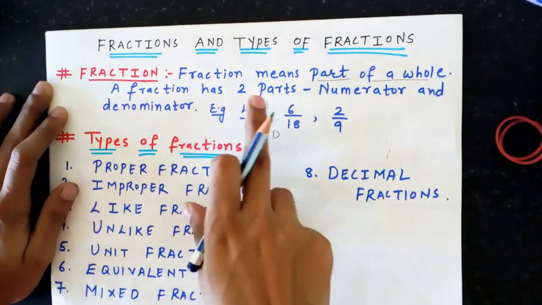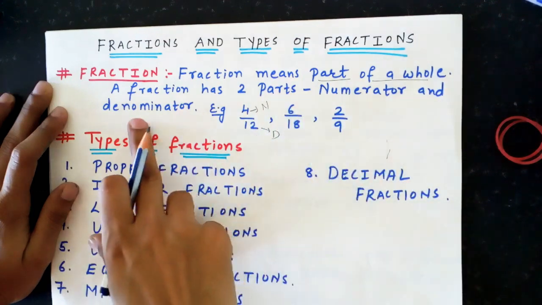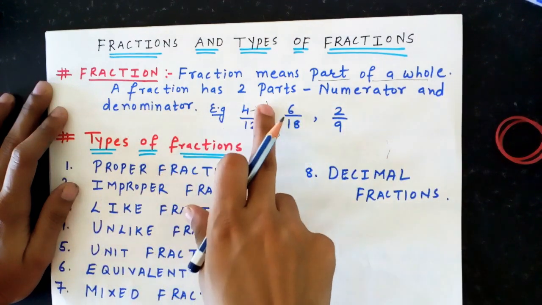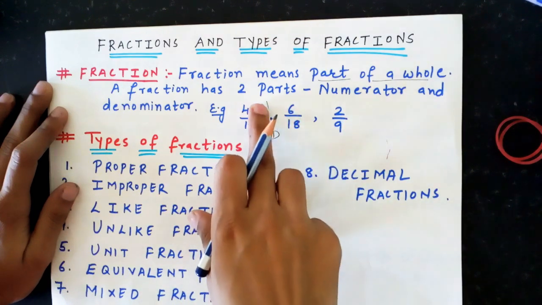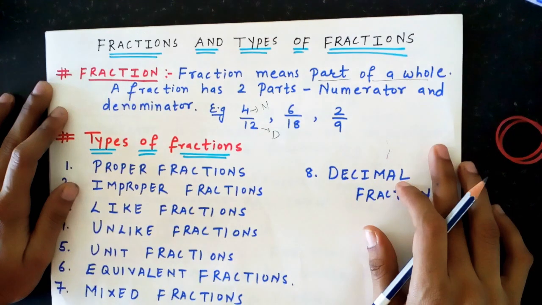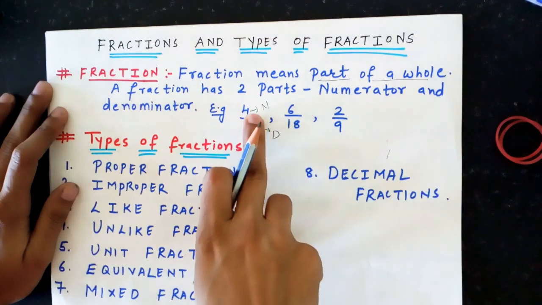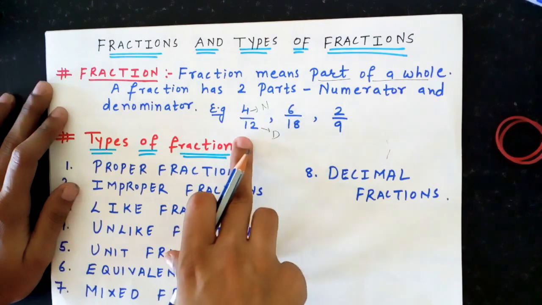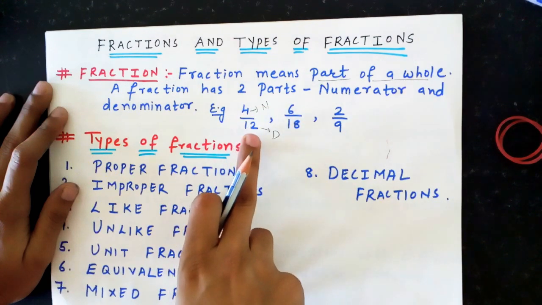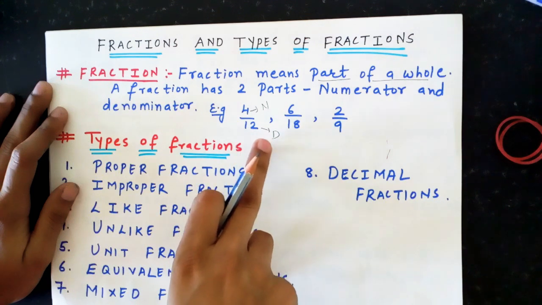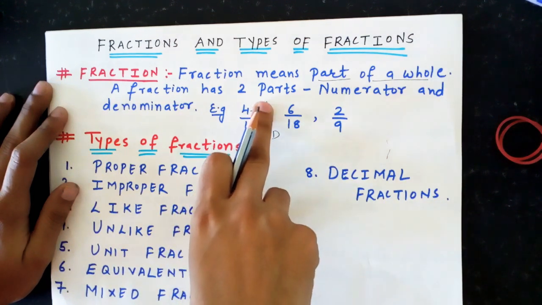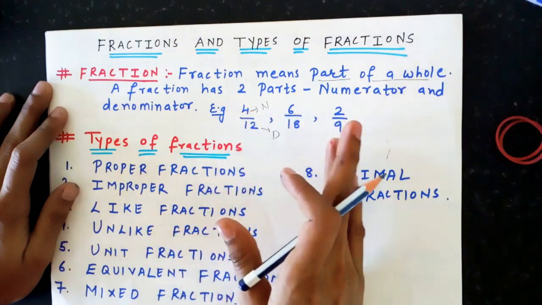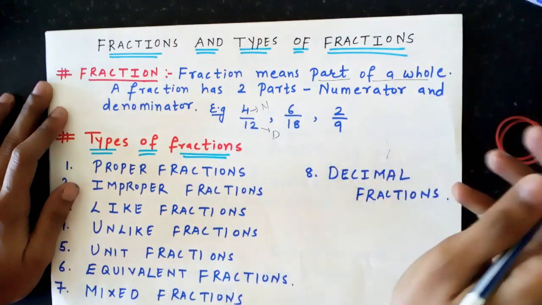A fraction has two parts, numerator and denominator. Examples are 4 by 12, 6 by 18, 2 by 9. This 4 by 12 can also be read as 4 upon 12, where 4 is the numerator. The number which is written on the top is called the numerator, and the number which is written down is called the denominator. You can also remember it like this: D for down and D for denominator. So this number is the denominator and this number is the numerator, and this is the way fractions are written. There are many more fractions.